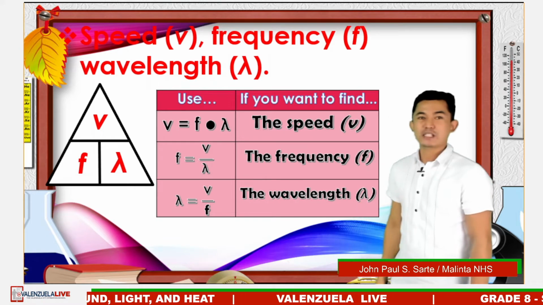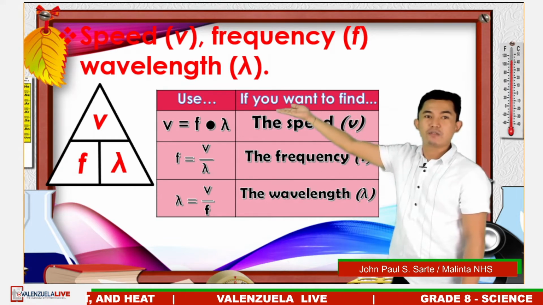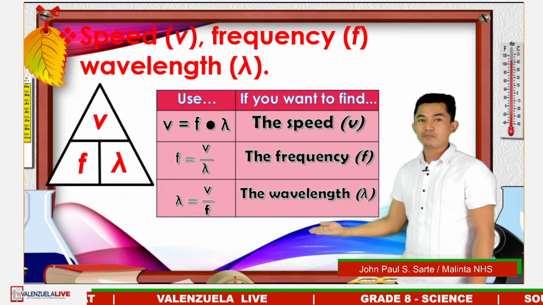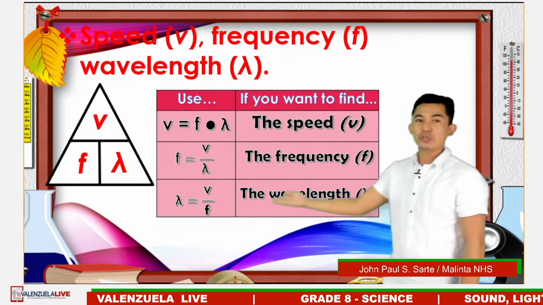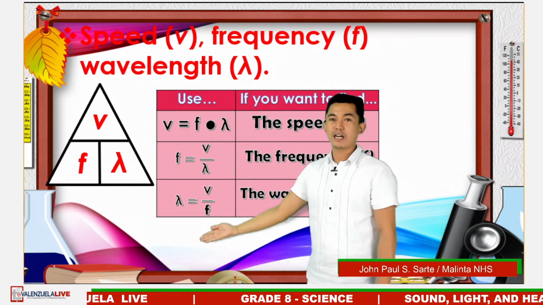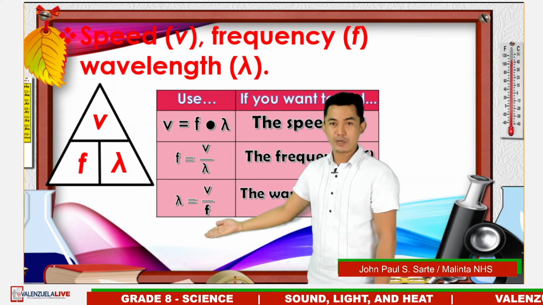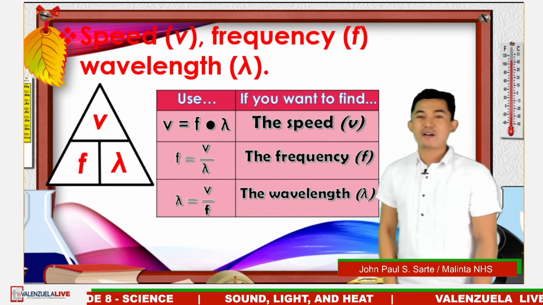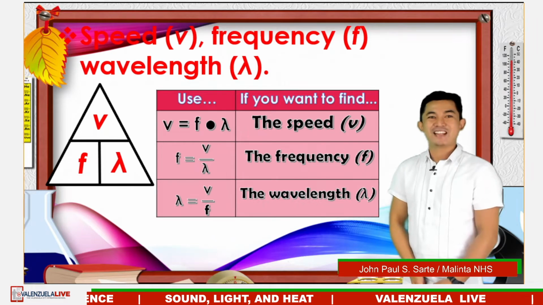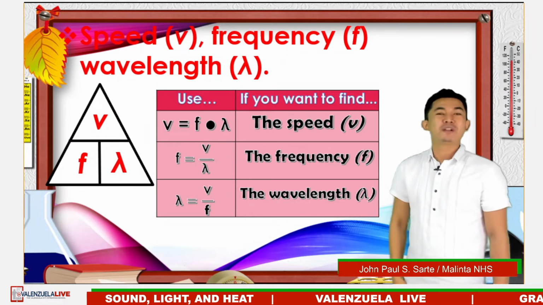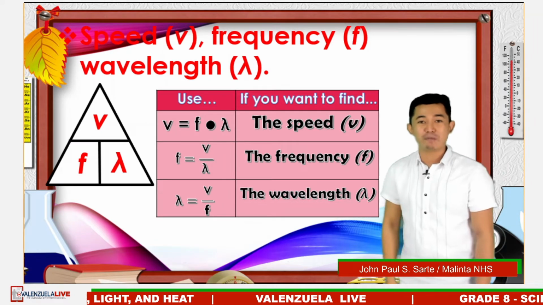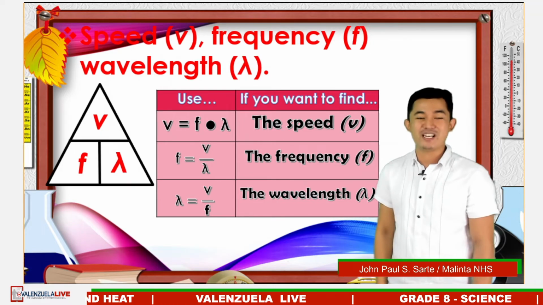And for the last, if you want to find the wavelength, you need to use the formula lambda is equal to speed over frequency. Can you now understand, class? I hope I gave you the easiest way in order for you to solve the missing.